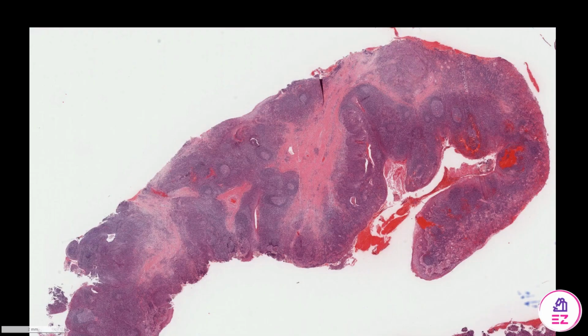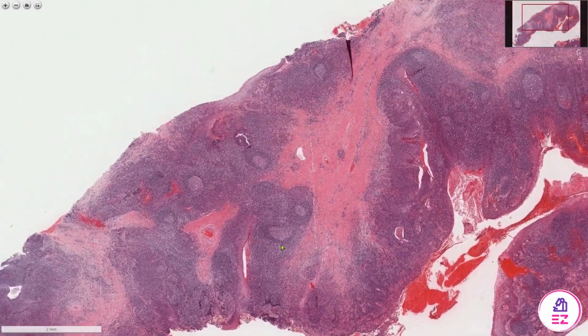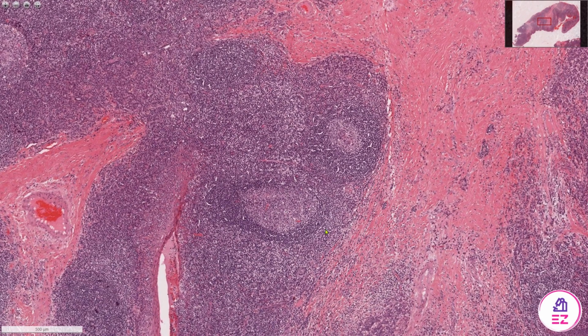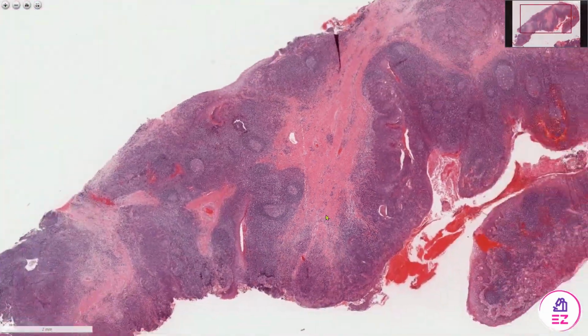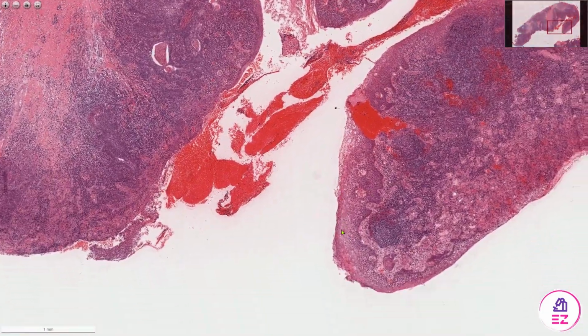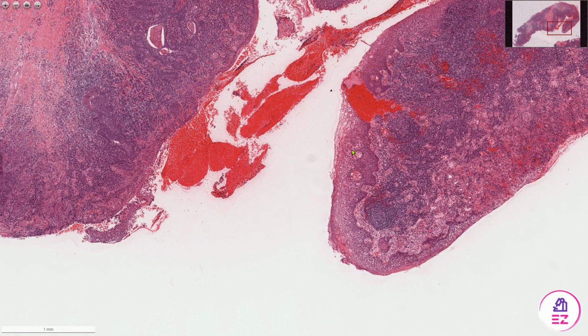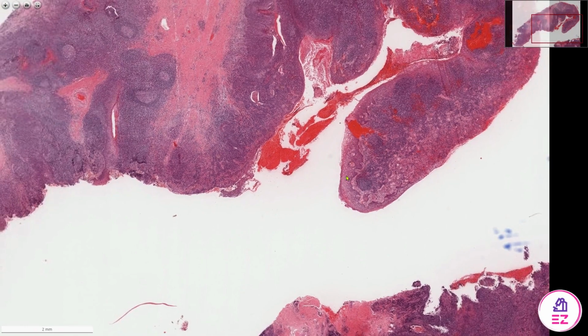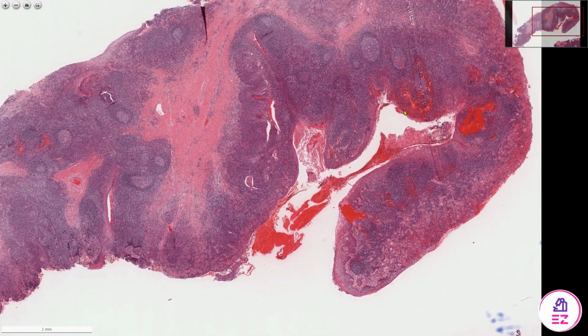Today's example is an HPV-associated squamous cell carcinoma occurring in the tonsil. Within the tonsil there's lots of lymphoid tissue, so we can see that all these blue dots are mostly lymphocytes, and we have lymphoid follicle formation. The tonsils are lined by stratified squamous epithelium, and here it is largely normal, and we have invaginations of that epithelium forming the tonsillar crypts.